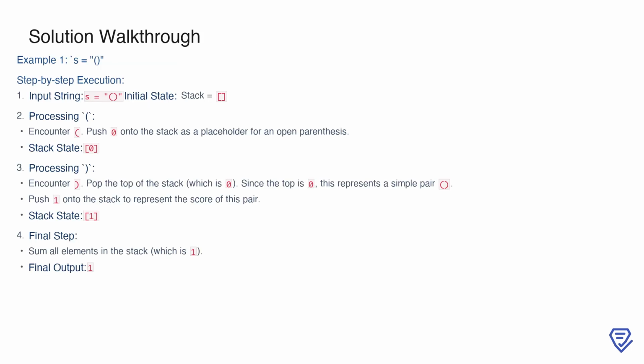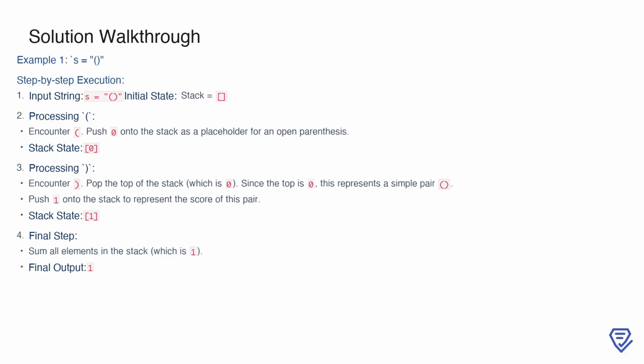To begin solving the problem, let's look at the simplest example where the input string is just a pair of parentheses. We start with an empty stack. As we process the first character, which is an open parenthesis, we push a placeholder value of 0 onto the stack to represent it. Now, the stack contains one element, 0. Next, we encounter the closing parenthesis.